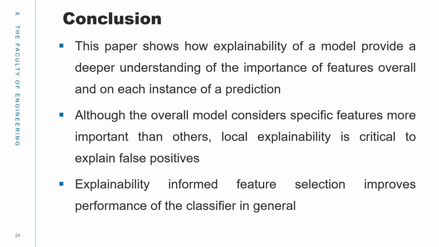To conclude, we have seen how explainability of a model provides better understanding of how the features relate to the prediction overall and on each instance. Thus, in turn, it can be used to improve the model performance. Although in general the model considers specific features important, individual instances are essential to explain false positives. Further work is required to improve the performance of challenging appliances such as dishwasher and washing machine, as well as transfer learning with DT. Thank you.